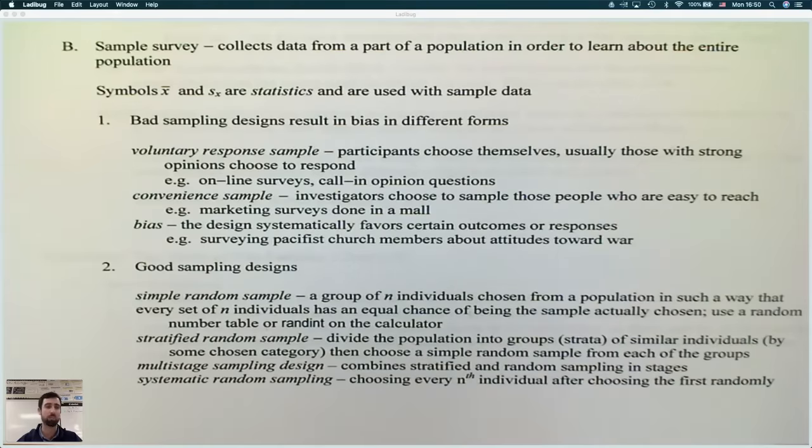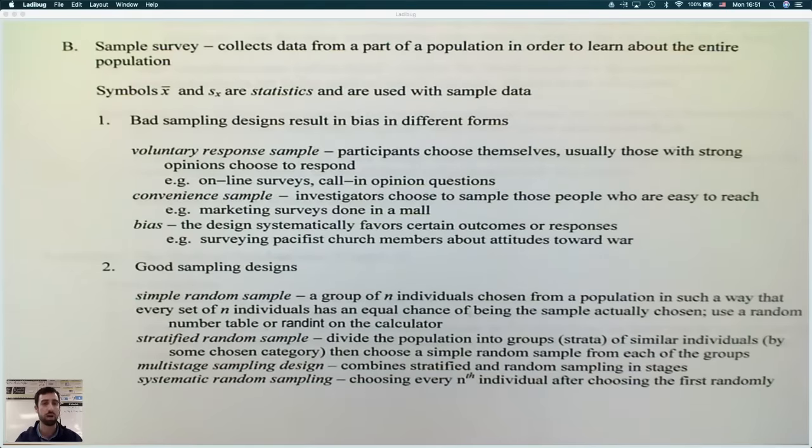Another bad way to sample is called convenience sample, and that's when you choose people that are easiest to reach. So if I stood outside a grocery store and said, do you feel Trump should be impeached? And I just stood out there and got people's responses outside the grocery store, right? It's going to be super easy for me, but there's going to be some sort of bias that is not going to be good for my data.